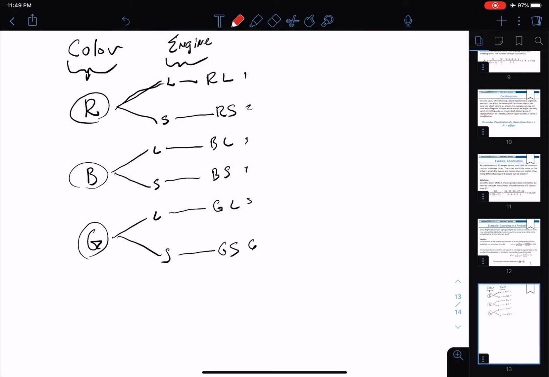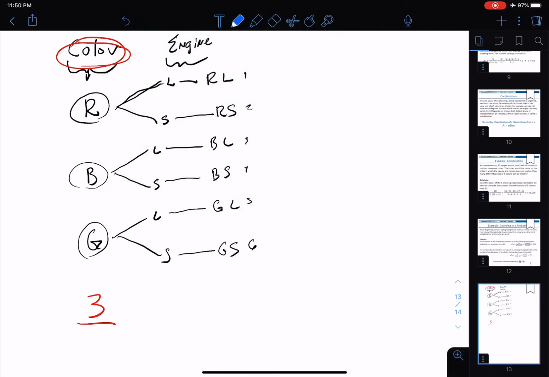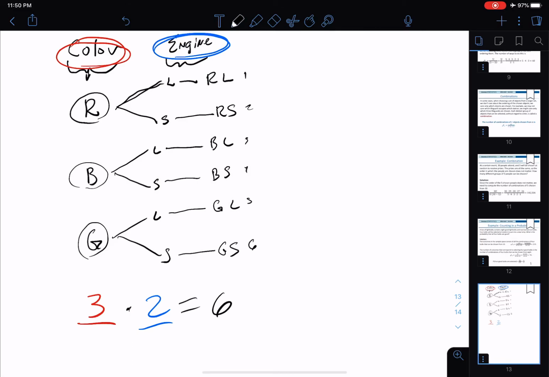If we're talking about color here, how many different color choices are there? 3. And then we might say, well, how many different engine sizes are there? Well, there's 2. And that's where we can see that 3 times 2 is 6. So you can get there by just multiplying it.